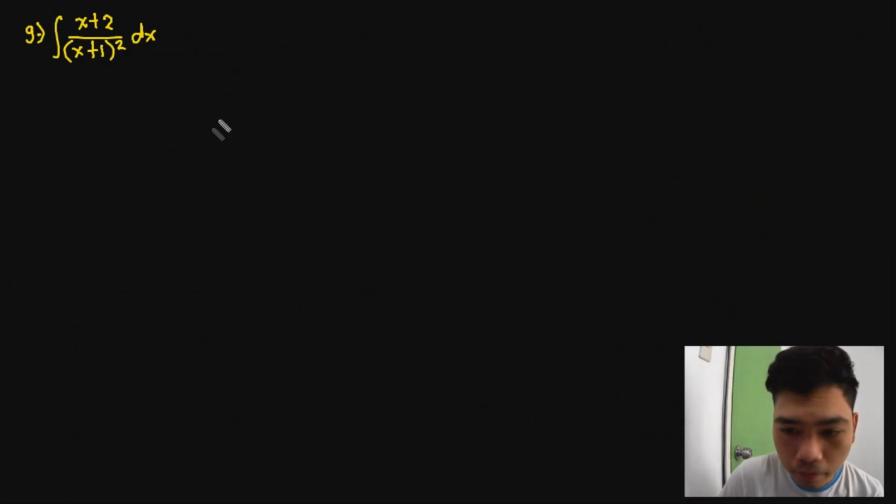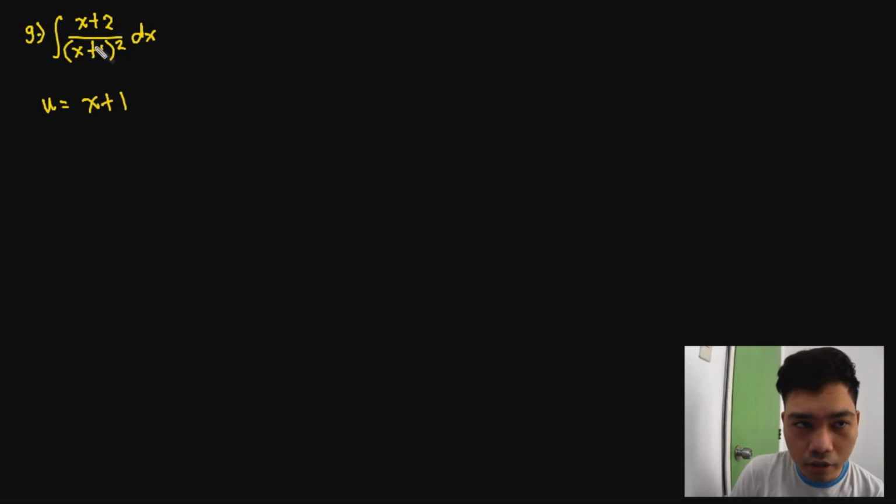Now for our next problem, what we have here is the integral of x plus 2 divided by x plus 1 quantity squared dx. Now for such cases, when we encounter this form, what we have to do is to let u equal to the denominator. So kung mapapansin nyo kasi yung ating denominator, it is raised to a certain power, yung whole expression. So we can utilize the fact that we let u be our denominator. So that in turn, if you substitute this u to the original equation, then we'll be left out with a single term at the denominator.